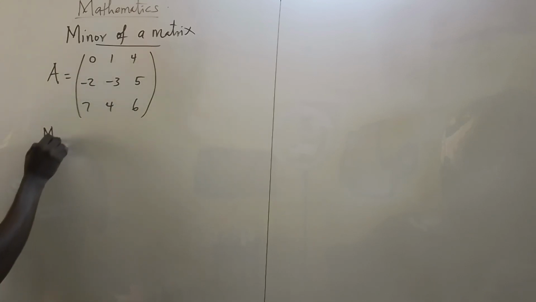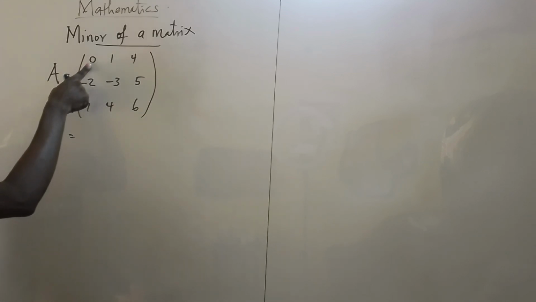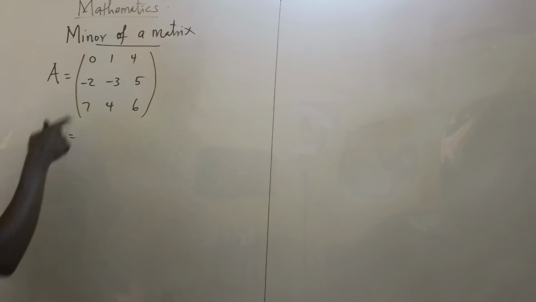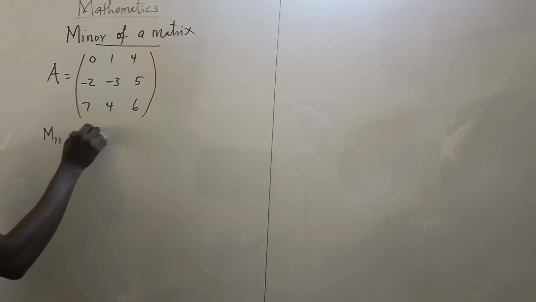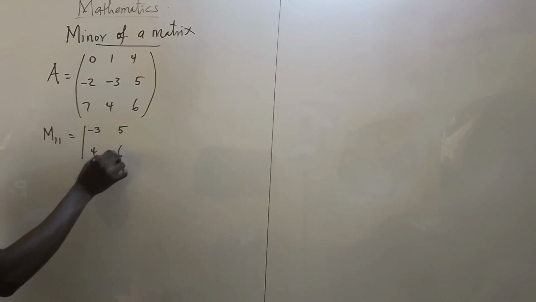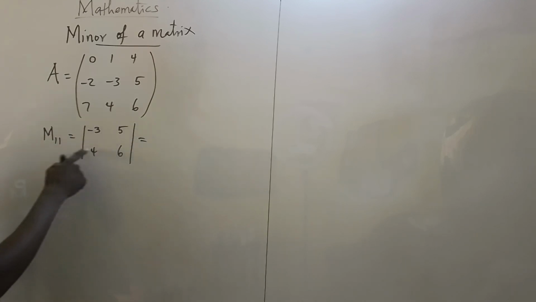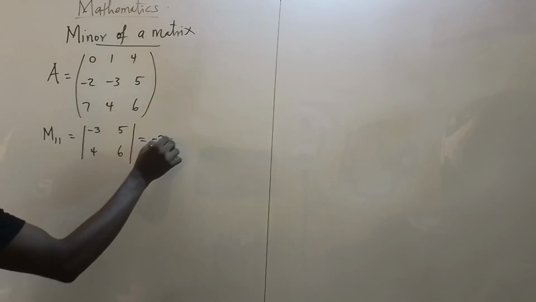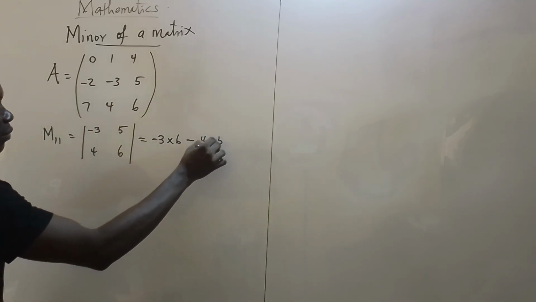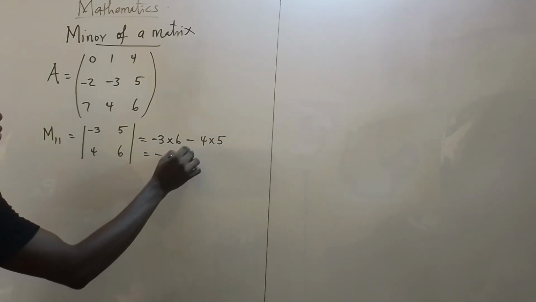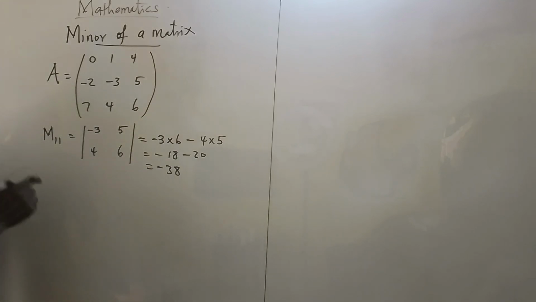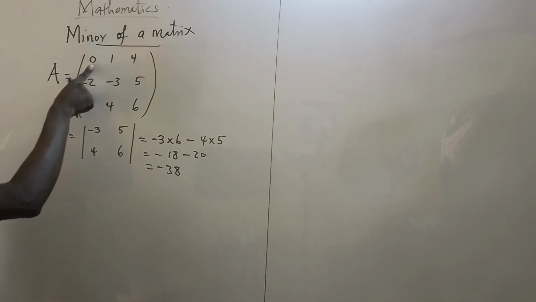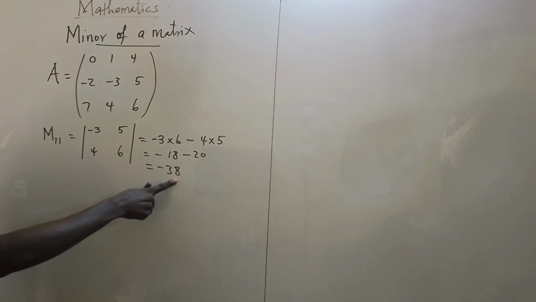So M11 here means the minor corresponding to the element on the first row, first column. Delete the first row and first column, and I'm left with minus 3, 5, 4, 6. The determinant of this is minus 3 times 6, minus 4 times 5. This is minus 18 minus 20, so this is minus 38. So the minor corresponding to the element 0 is minus 38.